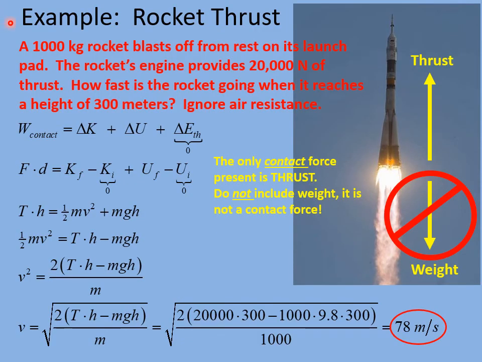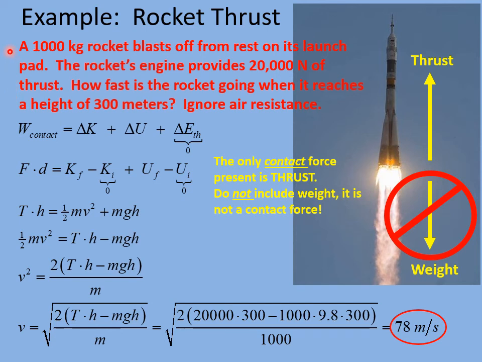Here's our last example and slide from this part of the lecture. Let's take a look at a problem that talks about rocket thrust. So a 1,000 kilogram rocket blasts off from rest on its launch pad. The rocket's engine provides 20,000 newtons of thrust. How fast is the rocket going when it reaches a height of 300 meters? Ignore air resistance. So this is another one of those problems that we could solve using several different methods.